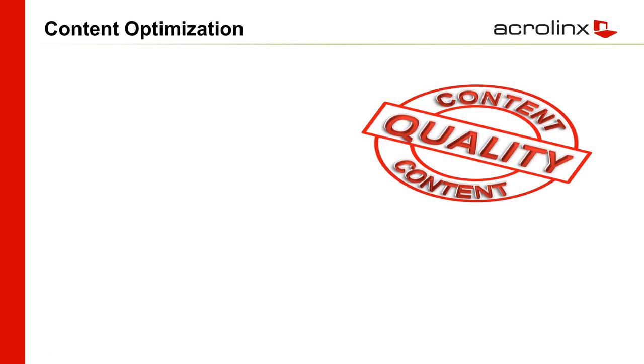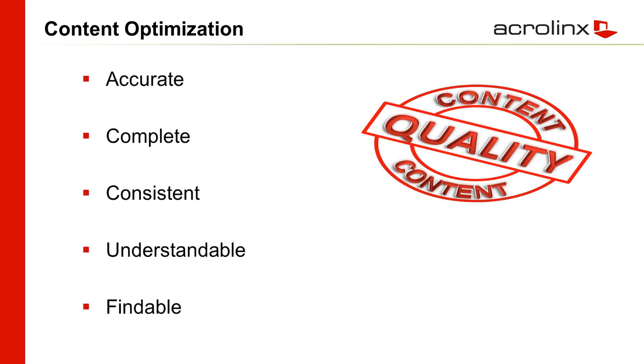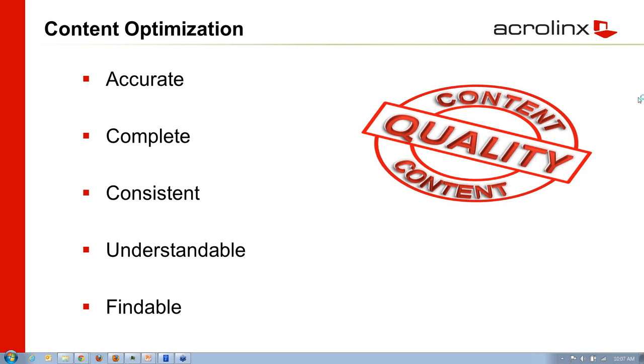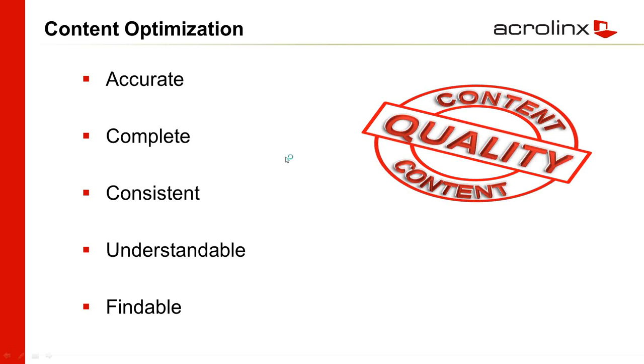So the topic here today is two parts, right? It's about great language and great structure. George is going to talk about the structure part. I'd like to talk about the language part. To create great language, it needs to be accurate. It needs to be complete. It should be consistent across different types of material. It should be understandable to your audience. And, of course, the audience needs to be able to find it.